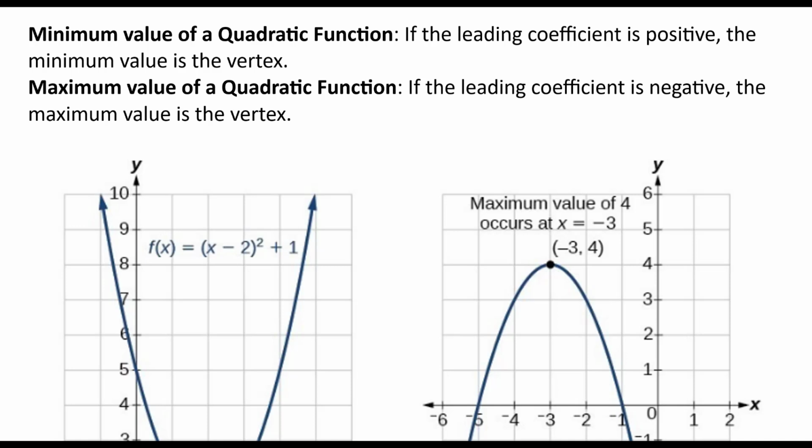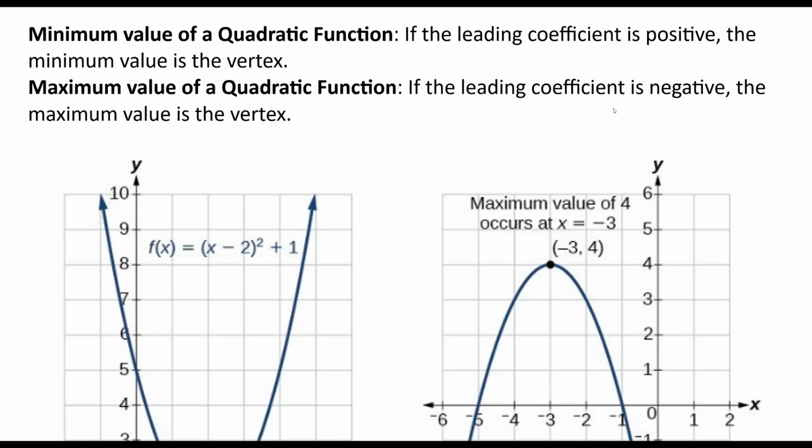So let's talk about the minimum value of a quadratic function and the maximum value of a quadratic function. I already alluded to this earlier, but here we go. If the leading coefficient is positive, the minimum value is the vertex. If it opens up, the vertex is the minimum. If it opens down, which means the leading coefficient is negative, the vertex is a maximum.